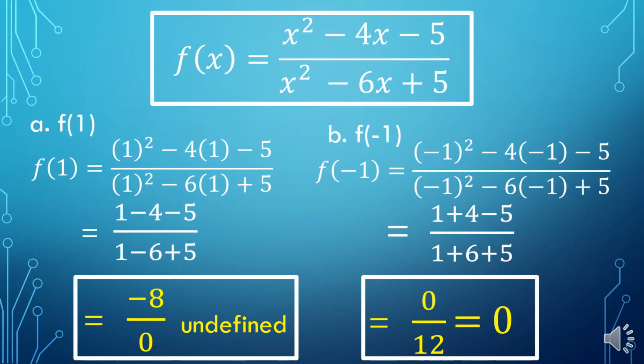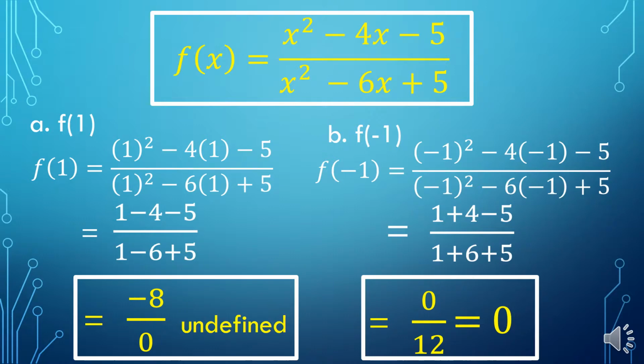And for our last example, f of x is equal to x squared minus 4x minus 5 divided by x squared minus 6x plus 5. Substitute the value of x is equal to 1. f of 1 is equal to 1 to the power of 2 minus 4 times 1 minus 5, divided by 1 to the power of 2 minus 6 times 1 plus 5.